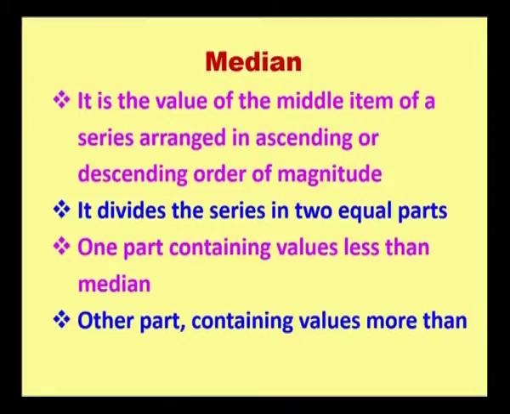It is the value of the middle item of a series arranged in ascending or descending order of magnitude. It divides the series into 2 equal parts, one part containing values less than the median and the other part containing values more than the median. That means, the data set that you are arranging in ascending or descending order, the middle value is called the median, and therefore, the median is dividing the data set into 2 parts.